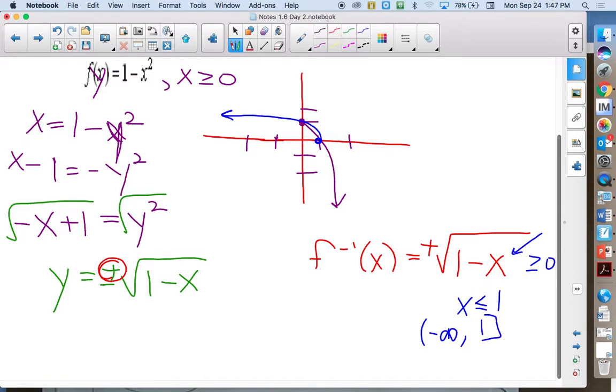Libby? If it's the domain, wouldn't it be 1 to infinity since it's positive, or would it? If you say 1 to infinity, if you plug in a 2, you're going to have 1 minus 2, which is the square root of negative 1. Okay. Other questions? So you're thinking of the answer here with that square root. Other questions?